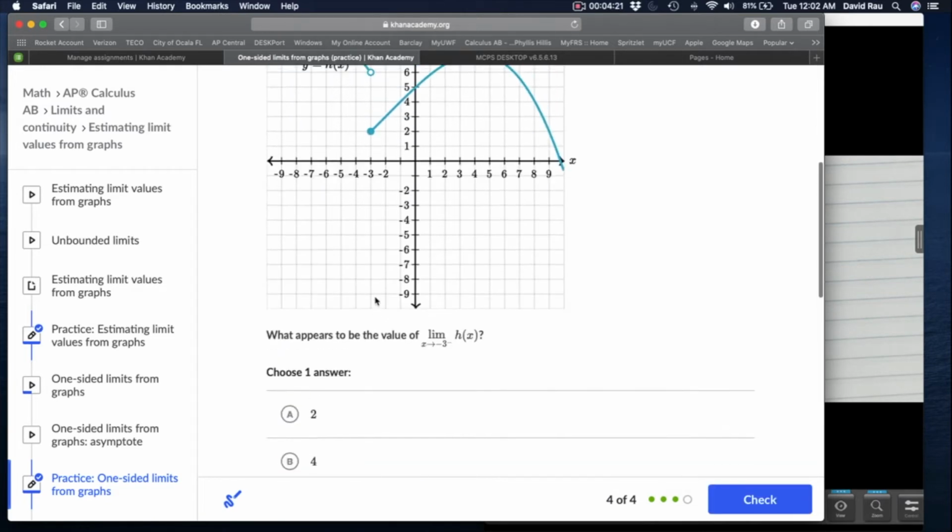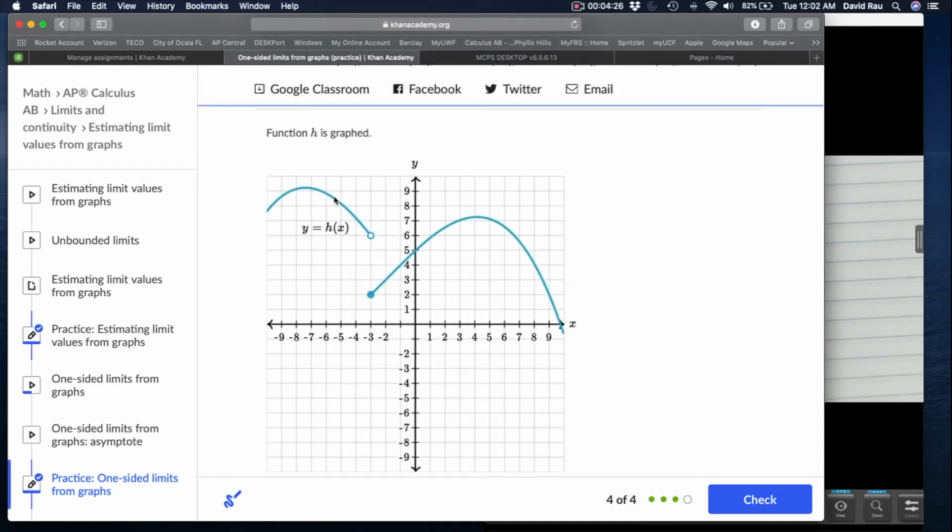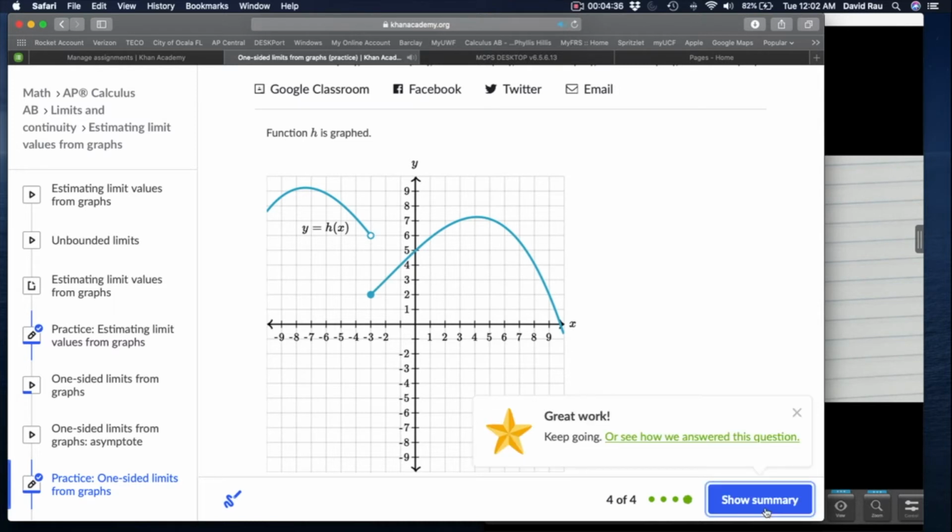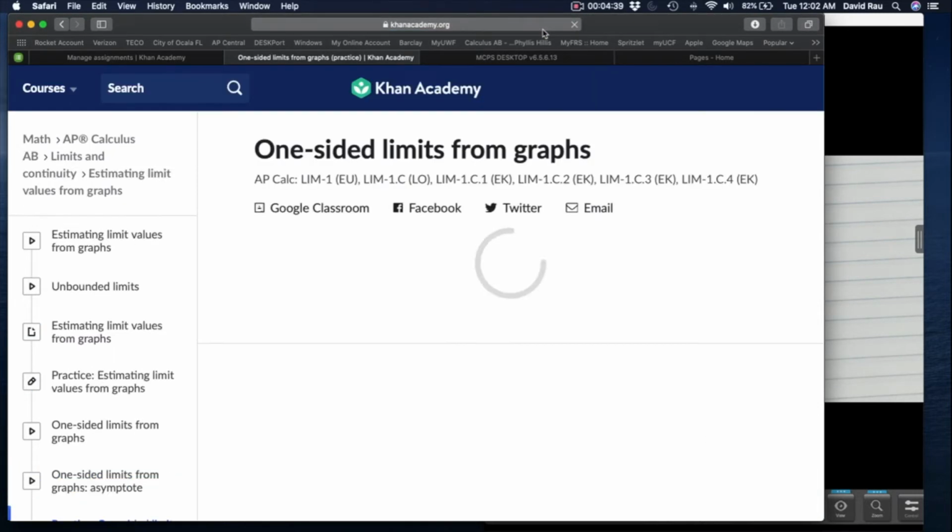The answer is 6. What is the function doing as it moves towards negative 3 from the left? It's getting closer and closer and closer to 6. But this open circle means it never actually gets to 6 at negative 3. Kind of interesting. Maybe we'll just do one more to see a few of the different things you might see.